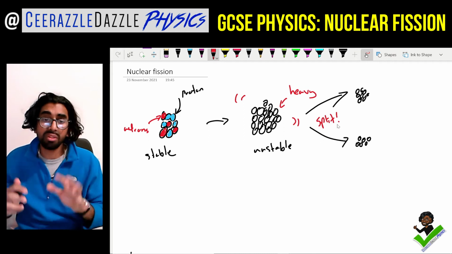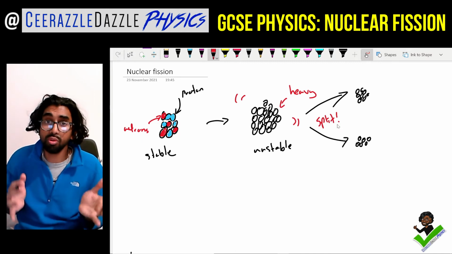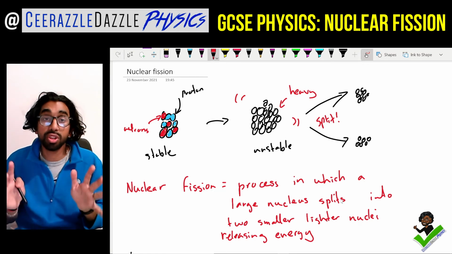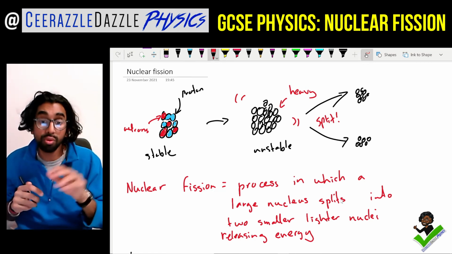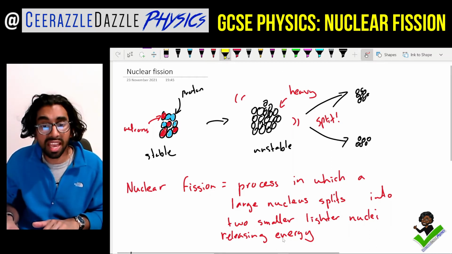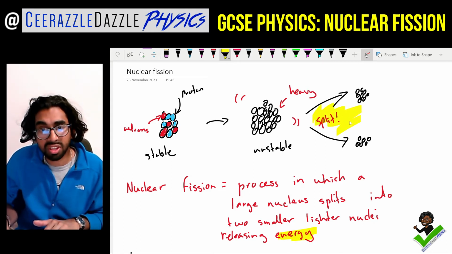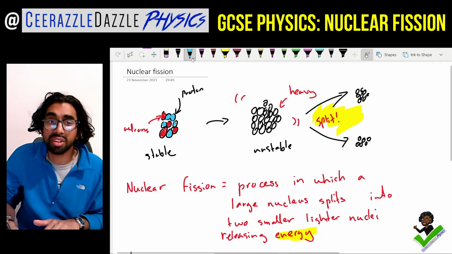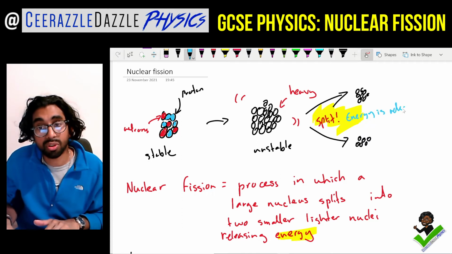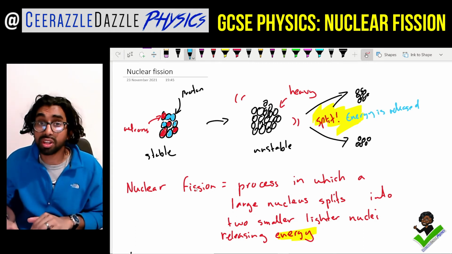As it splits down, this is the topic we're talking about, which is nuclear fission, guys. So this is nuclear fission. Nuclear fission is the process in which a large nucleus splits into two smaller, lighter nuclei. And the reason why this happens is because it will release energy, guys. I haven't drawn it here, but the energy is going to come out as well. So in this bit over here, energy is released. Obviously this happens in nuclear fission, guys. So that is the process of nuclear fission.